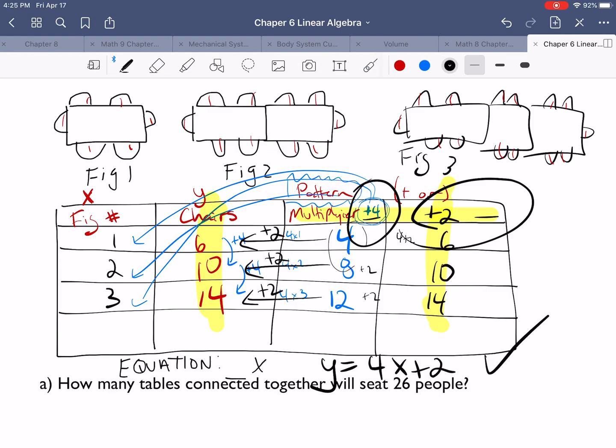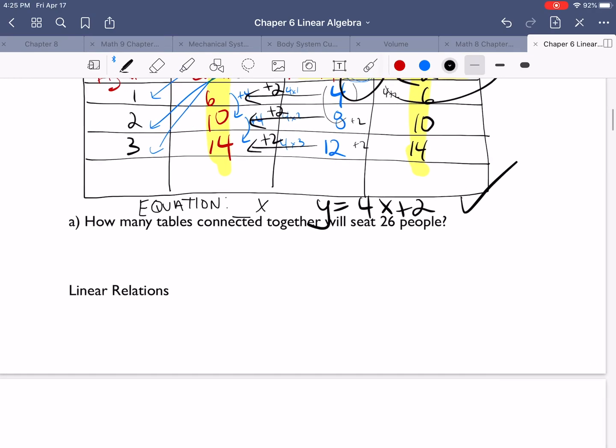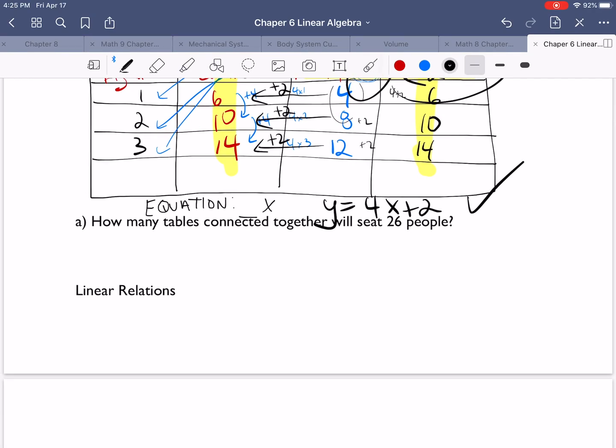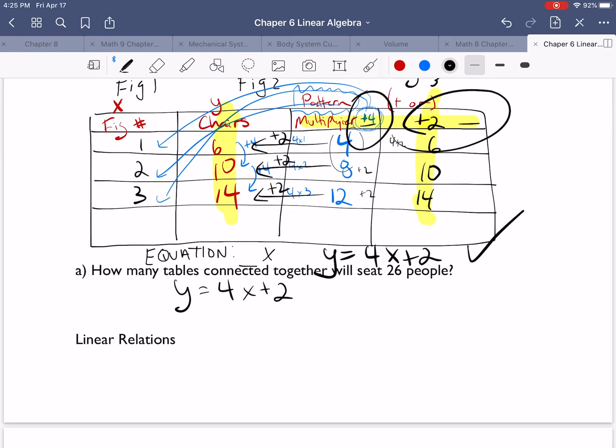So now, guys, I can figure out, and you can figure out now, if you can do this all by yourself, this will be great. But we can start to solve these questions. How many tables connected together will seat 26 people? I've got to write the formula first. It's always what we do. So we write the formula. I remember that my x is the figure number right here, and that my y is the chairs.